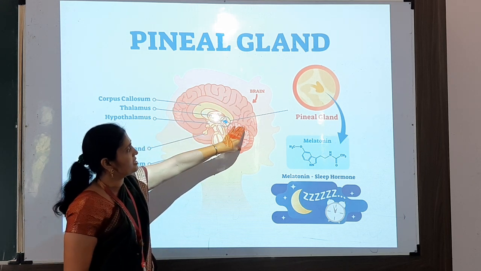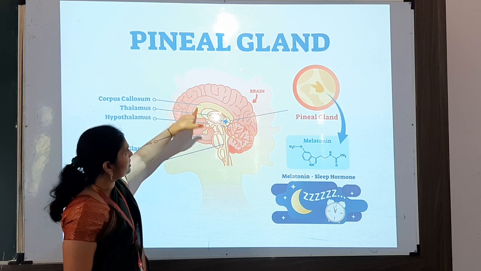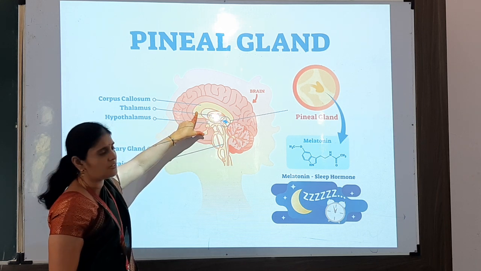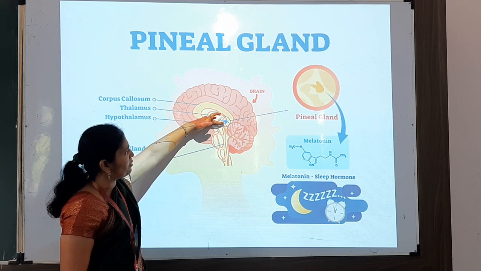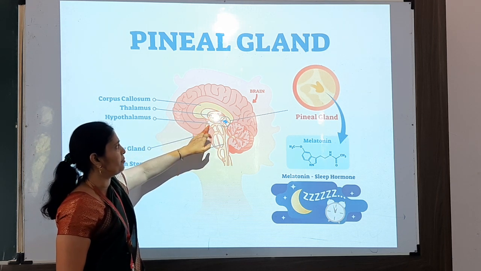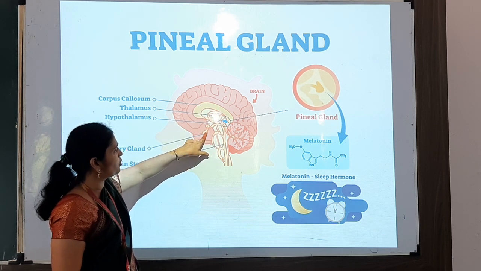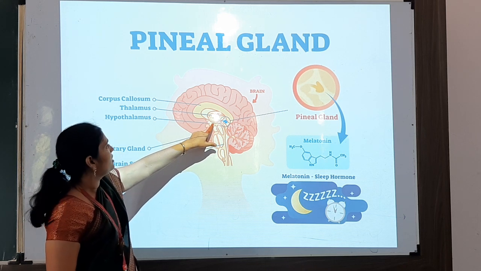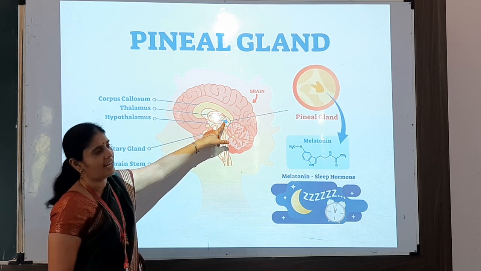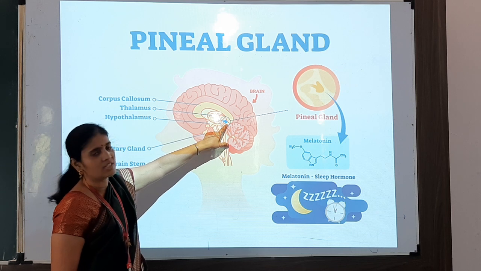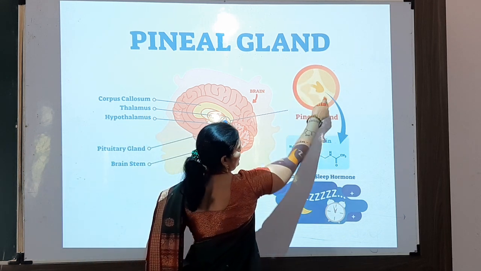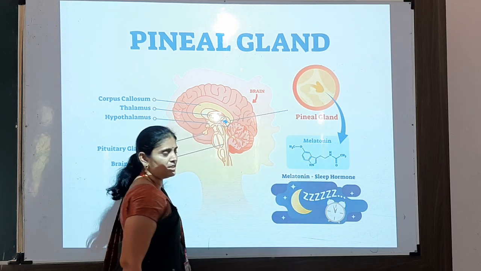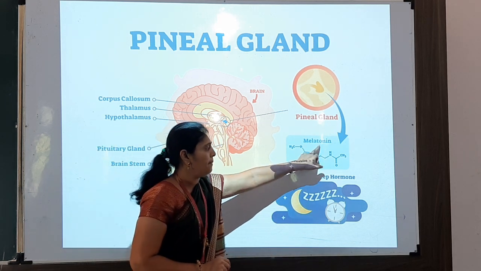Here you can see, this is the pituitary gland, this is our brain, the cerebral hemisphere, this is the cerebellum, and this is the corpus callosum structure. It is the diencephalon structure, this is the epithalamus, thalamus, hypothalamus. Here you can see the hypothalamus to which the pituitary gland is attached, and this is the epithalamus. This blue colored structure is called the pineal gland. This pineal gland is mainly secreting a hormone, melatonin.